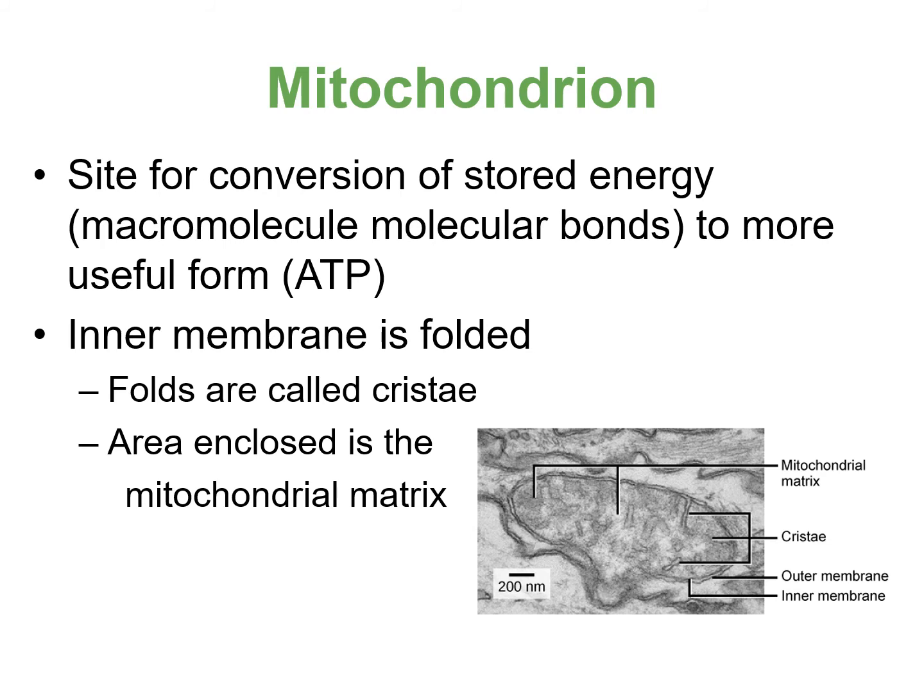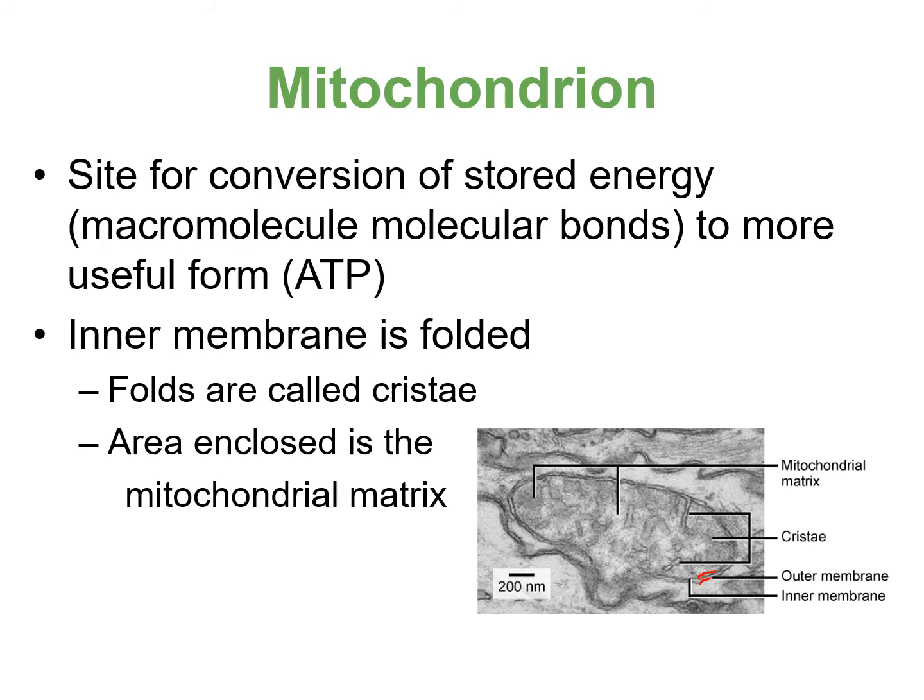So mitochondria are oval-shaped. They are double membrane organelles, as you can see here in this electron microscopy image. There's an outer membrane and an inner membrane. And they actually have their own ribosomes and DNA. So they have their own genome, essentially.